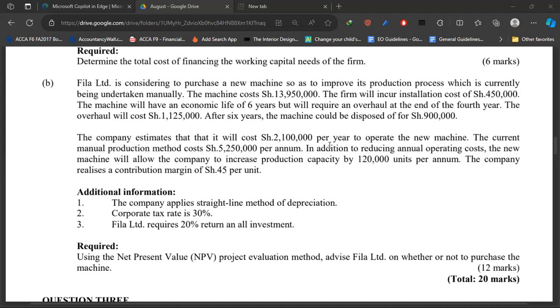Required: using the NPV project evaluation method, advise Villa Limited on whether or not to purchase the new machine.